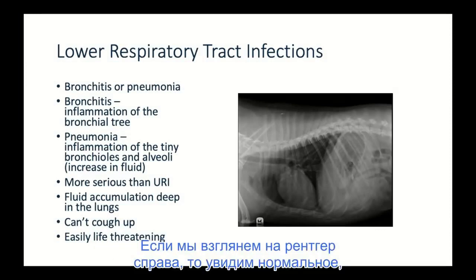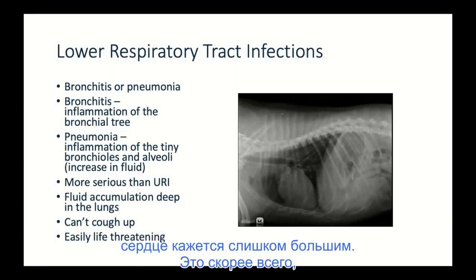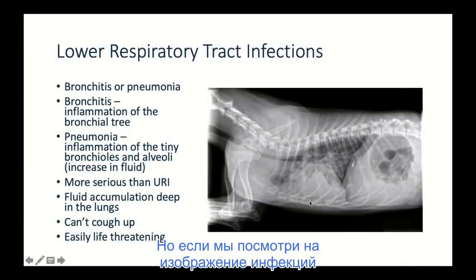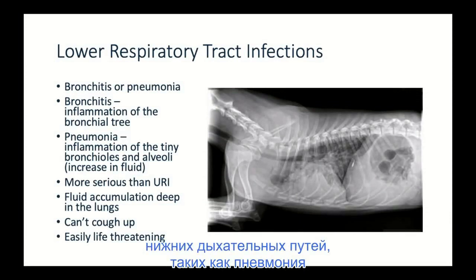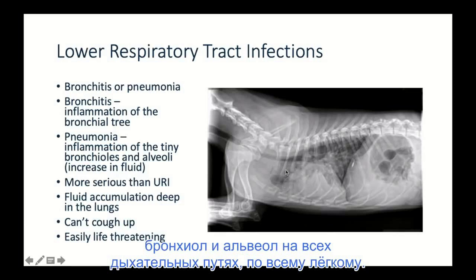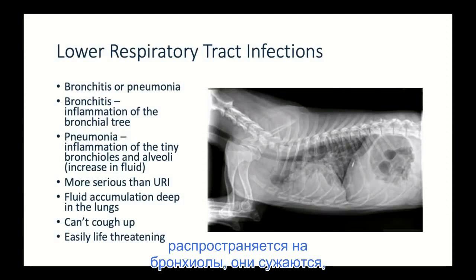So if we look at this radiograph on the right, that's a normal canine or feline lung and thoracic structure. The heart looks a little bit big, so this is probably canine, but the heart looks a little bit big, to be honest. And then if we look at a lower respiratory tract infection, such as pneumonia or bronchitis, we can see this opacity, so whitening and thickening of all those bronchioles and alveoli throughout the respiratory tract, throughout the lungs. Okay, so much more severe. When they have inflammation like that throughout, their bronchioles become constricted and they're not able to get full breaths of air.